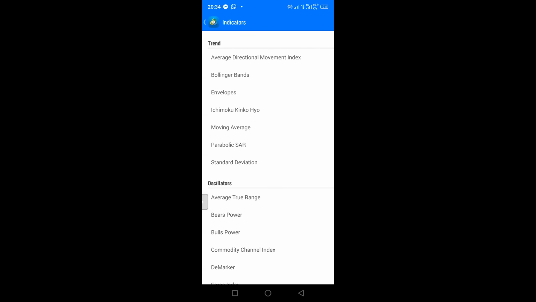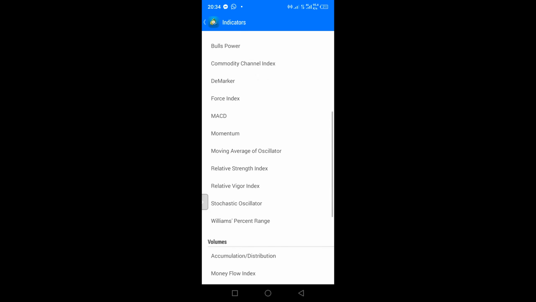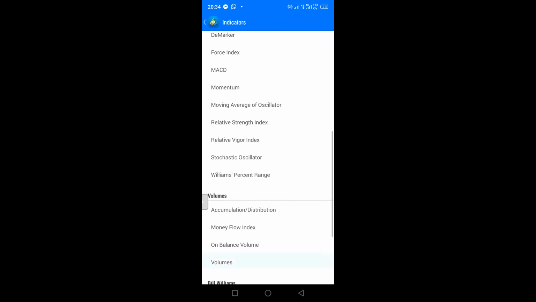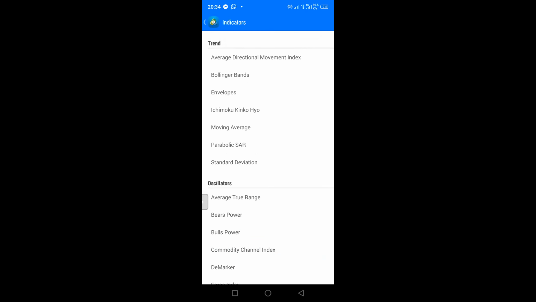But here you have indicators, and the very first one is under the bracket of trend. You have the average directional movement index, ADMI. You have the Bollinger Bands, the envelopes, the Ichimoku, the moving average, the PSAR, and the SD, like that. You have oscillators, ATR. Here you have MACD, RSI, very popular stochastics. You have your volumes. You could click on them. Let's click on one under each subheading.